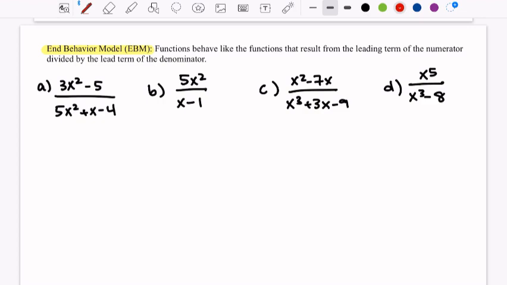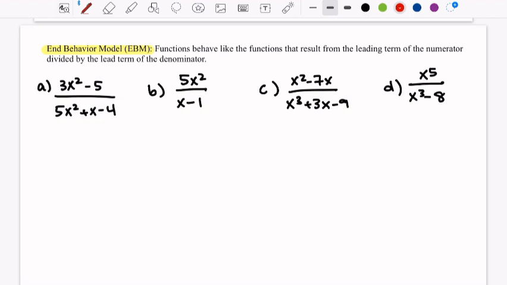Hey everyone, this is going to be part 2 of section 4.6, graphs of rational functions. We're going to first start off by introducing a new term. An end behavior model, or EBM for short, tells us that functions behave like the functions that result from the leading term of the numerator divided by the leading term of the denominator. So we're thinking about what our end behavior is doing.